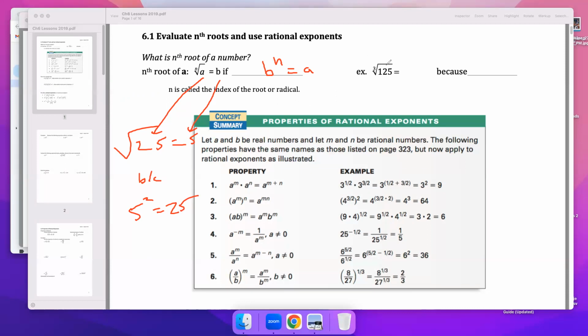Let's look at another example. The cube root of 125. Does anyone know what the cube root of 125 is, or want to take a stab at that? 5. Because what happens if you multiply 5 three times? You get 125, right? It's true, because 5 cubed equals 125. And by the way, you could have written this as 125 raised to the 1/3 power.